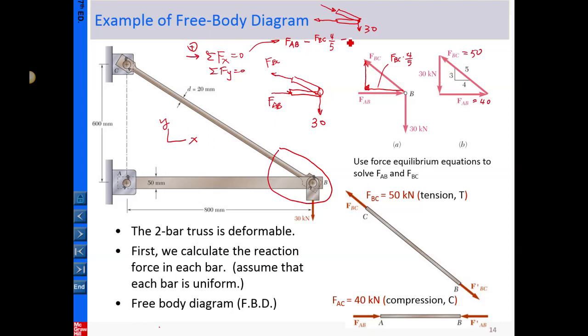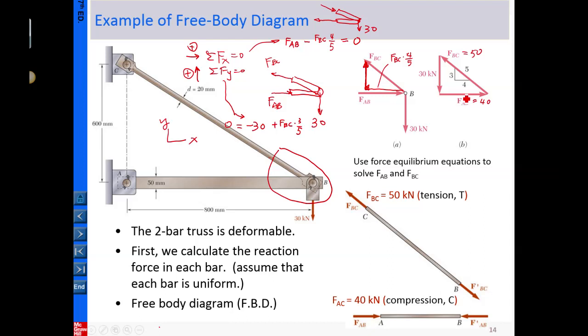Okay, that's the x component, and anything else? No. So that is equal to 0. For the vertical direction, again, this is 30. Let's assume the sign convention is positive upward, so the 30 here is negative. The other y component is from here, and that is FBC multiplied by 3/5, with positive sign convention. The whole thing equals 0.